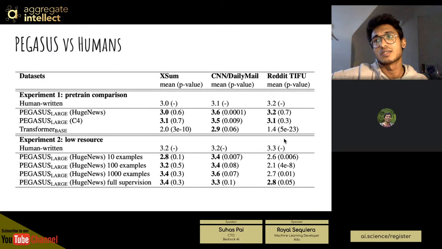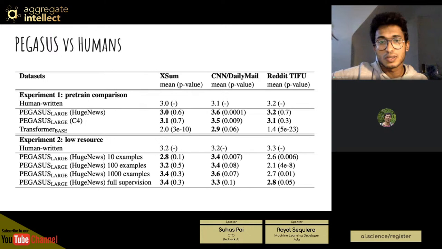they say for Reddit it's not really the case. The summaries are not as great, and that's mostly because this data set is inherently harder. They say that the Reddit data set has diverse writing styles, and therefore it's much harder, but full supervision is much worse. Yeah, so that is everything.